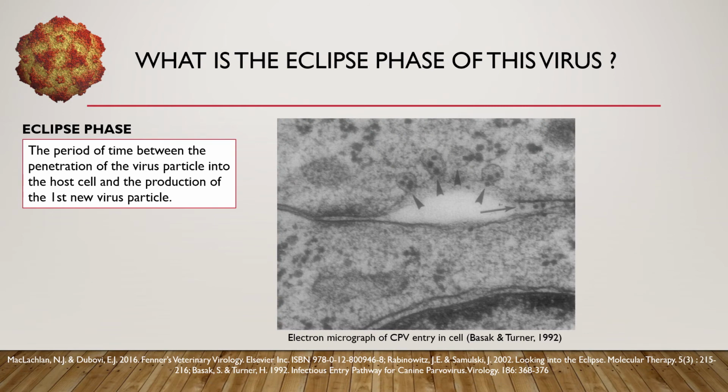A very important part of the replication cycle of a virus is the eclipse phase. It is the period of time between the penetration of the virus into the host cell and the production of the first new virus particle. This is very critical, as any disruption to the phase inhibits the release of high numbers of virus particles.